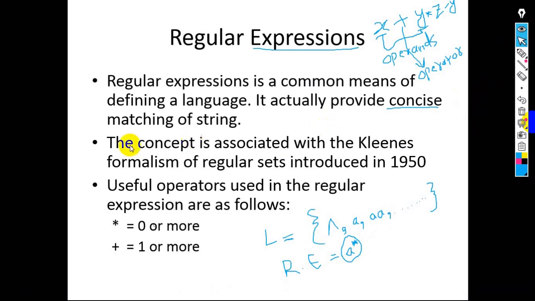Next, the concept is associated with Kleene's formalism of regular sets, introduced in 1950.